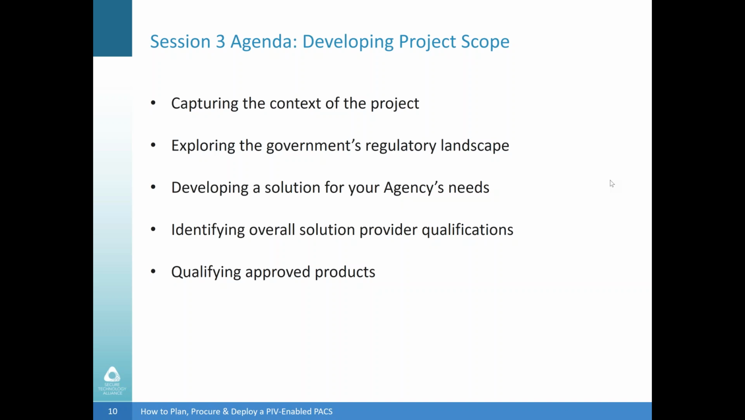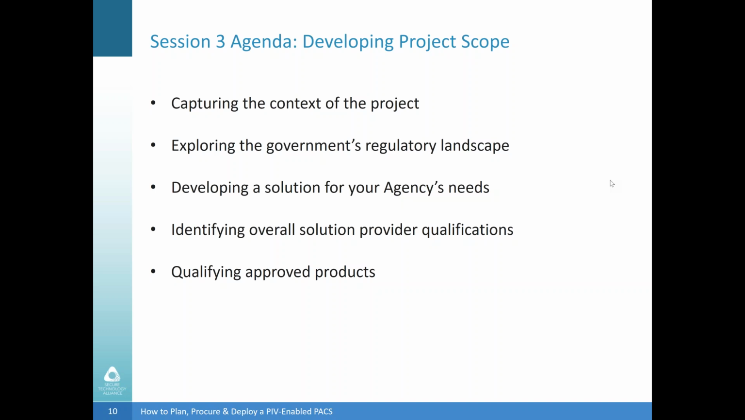So we're going to look at how the government regulatory oversight and landscape really affects the design. Clearly, number 3, developing a solution for your agency. This is what everyone is after. This is what everyone needs, but we have to take into consideration, of course, these regulatory oversight.